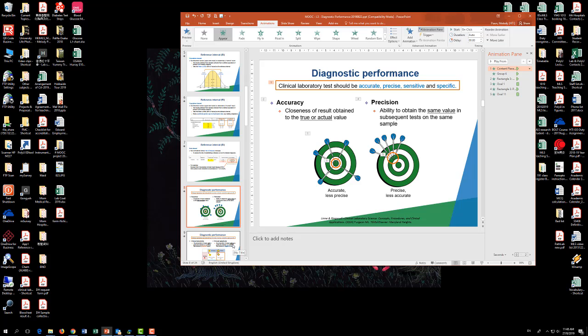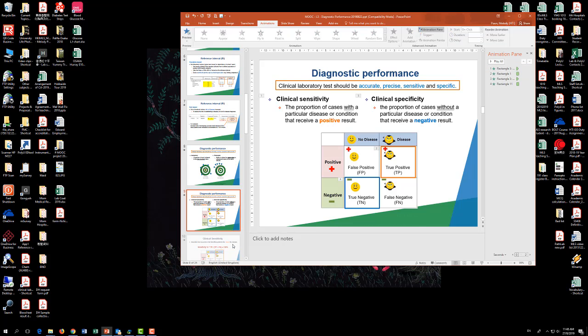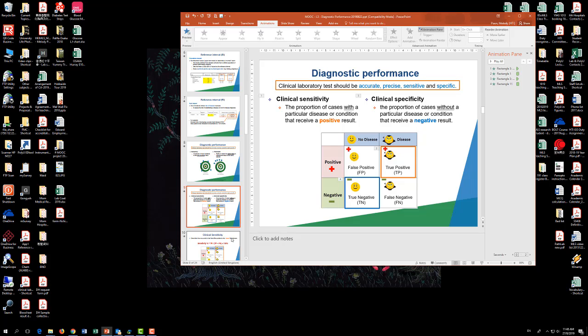Other than these two performances, we also want the test to be sensitive and specific. Clinical sensitivity means the test can find out the diseased cases and show positive results. It is said that we can find out the true positive. Clinical specificity means the test will not count those who do not have the disease as positive. That means it can find out the true negative.